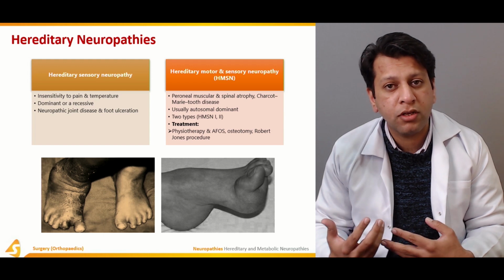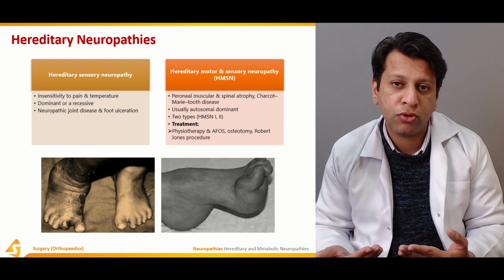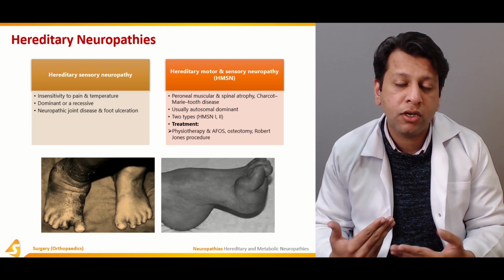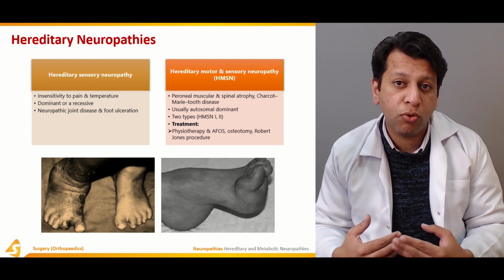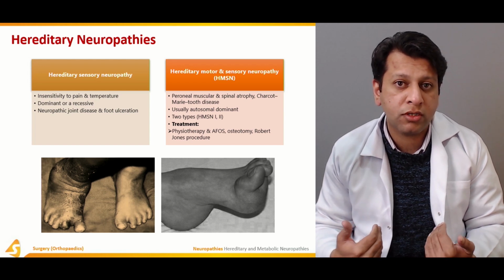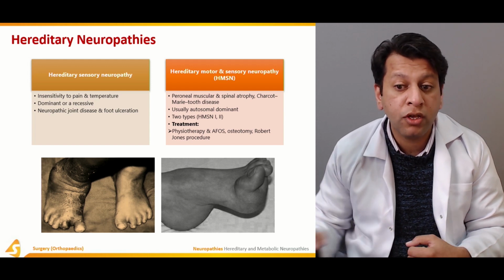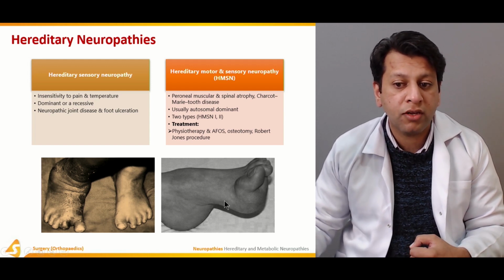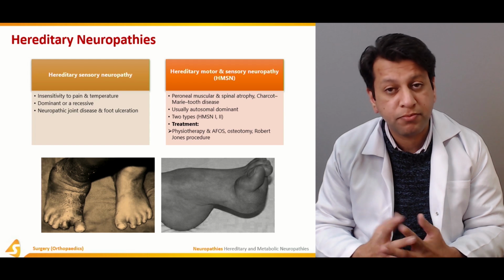So the classical deformity develops because tibialis anterior and peroneus brevis are weak. During the normal gait cycle, the foot is constantly pulled in another direction by peroneus longus and tibialis posterior, resulting in a classical deformity called cavo-varus foot, which is seen over here, resulting in a high arched foot. This is usually autosomal dominant.